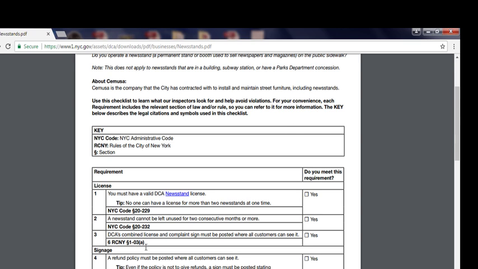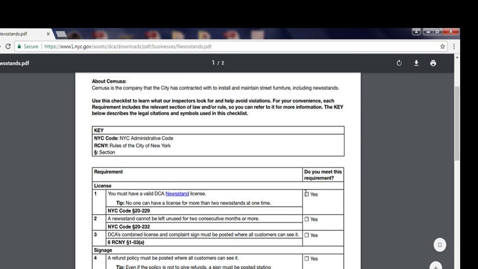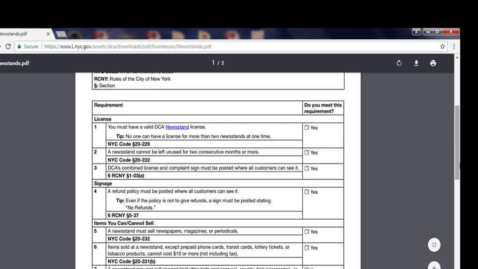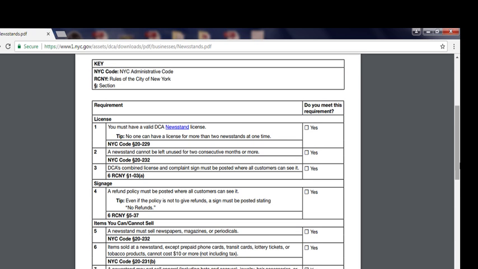And the DCA combined license and complaint sign must be posted where all customers can see it. Basically, this is a sign that if a customer needs to make a complaint, they have to have a visual to see it. It can't be hidden. It can't be kept in a box. You have to show it. It has to be seen. So make sure you follow some of the guidelines. And the reason I'm explaining to you is because a lot of people don't know about it. So me explaining to you, hopefully it will help you guys out, those of you that don't know.